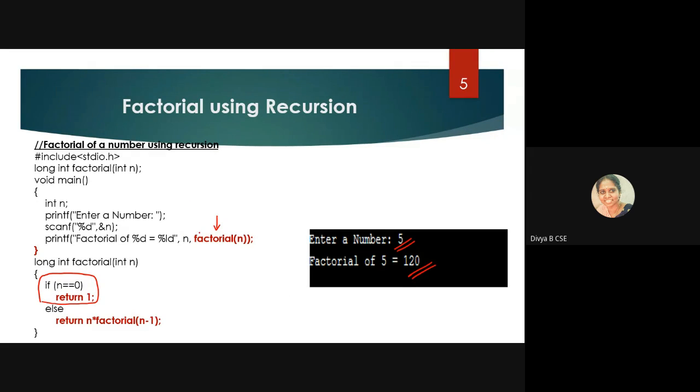This is how the function call happens. When there is a call to that function, the control will be transferred to that function. If you give 4, the else part would be computed. So it would be 4 into factorial of n minus 1, that is factorial of 3. Again, the same function would be invoked. That is how it works.